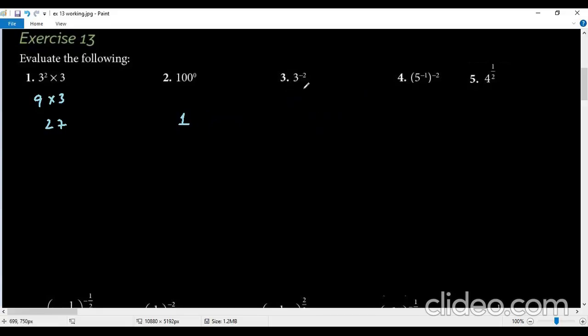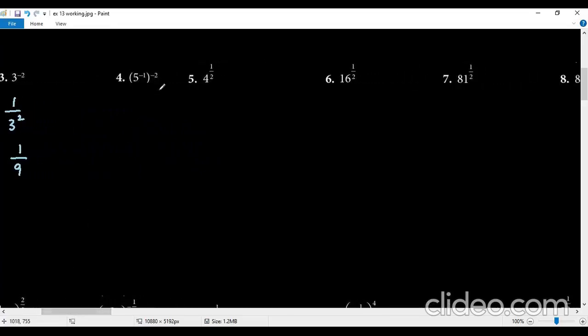And 3 square, but the power sign is negative. That means it's going to be the opposite of multiply. So 3 to the power minus 2 is going to be like this, or if you further explain this one, it's going to be 1 over 9. Both are fine. You'll get full marks for this type of question.